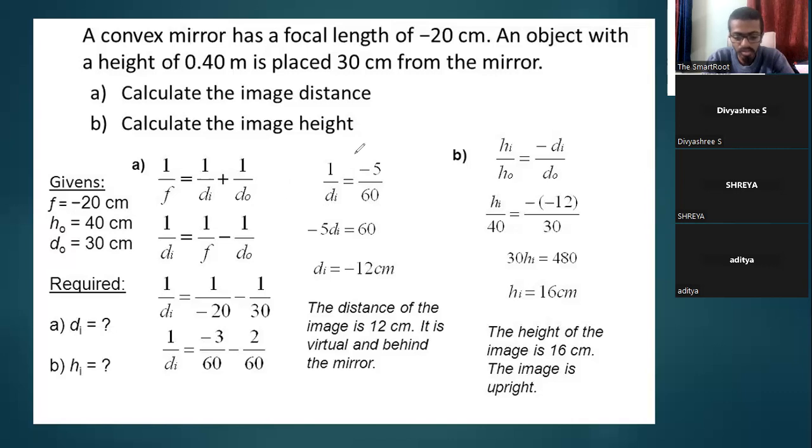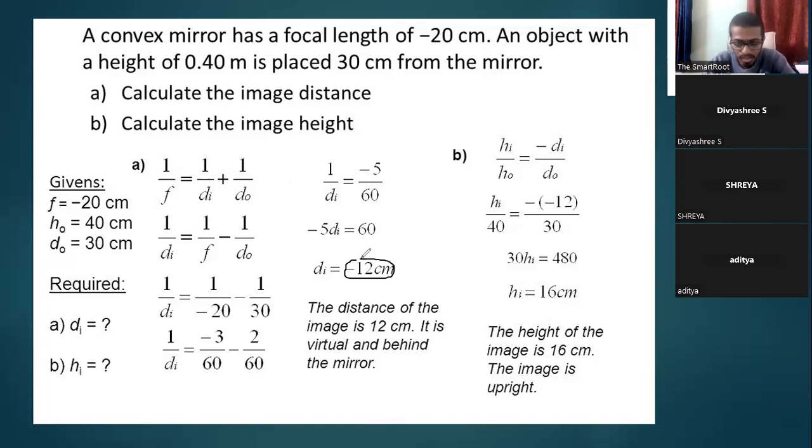How do I solve this? I'll just shift minus 5 to the other side. I just have to cancel it. Once I cancel it, I'll get that di is equal to minus 12 centimeters. So this is the distance of the image. Since there is a negative sign with the distance, I can say that I'm getting it behind the mirror because of the negative distance.